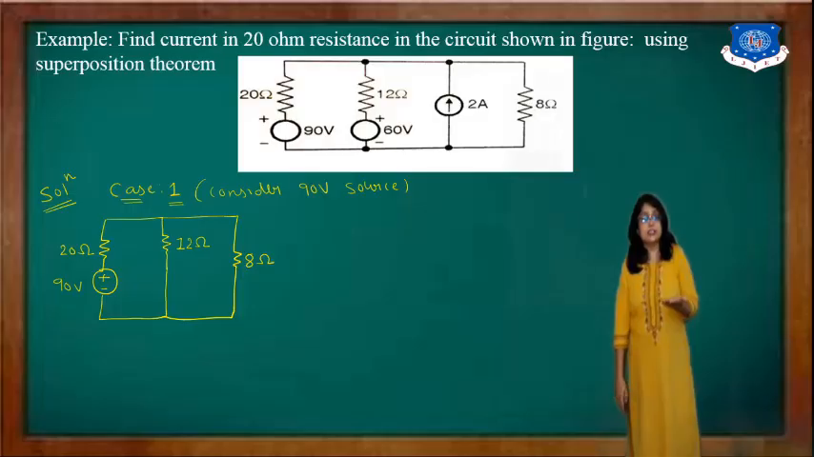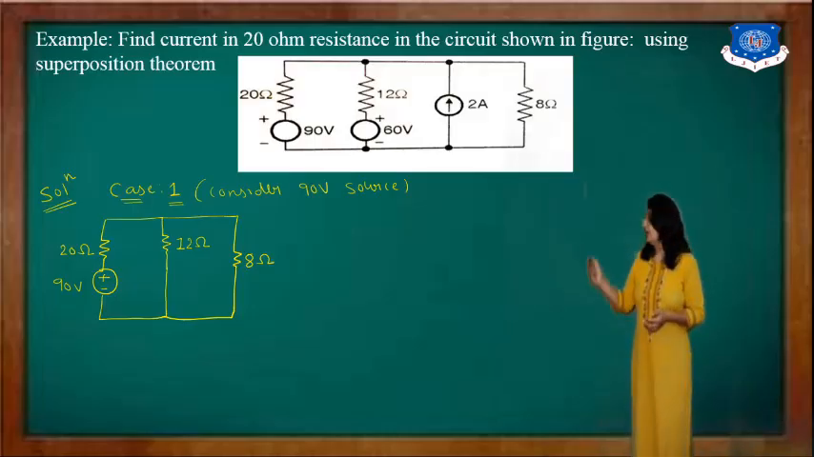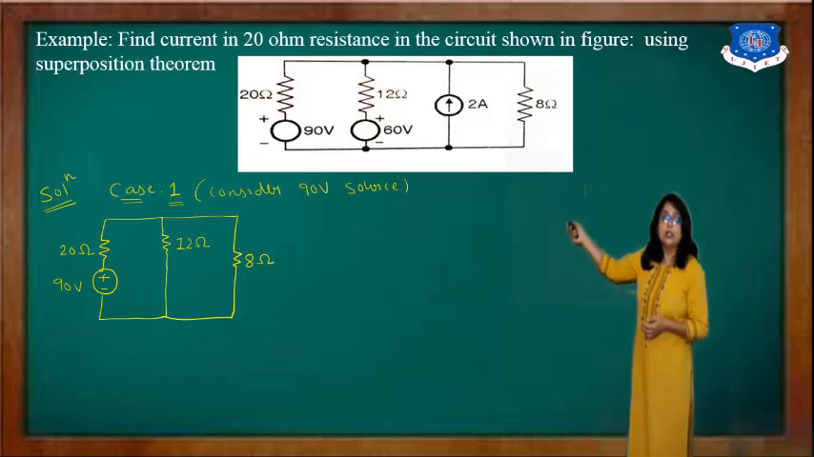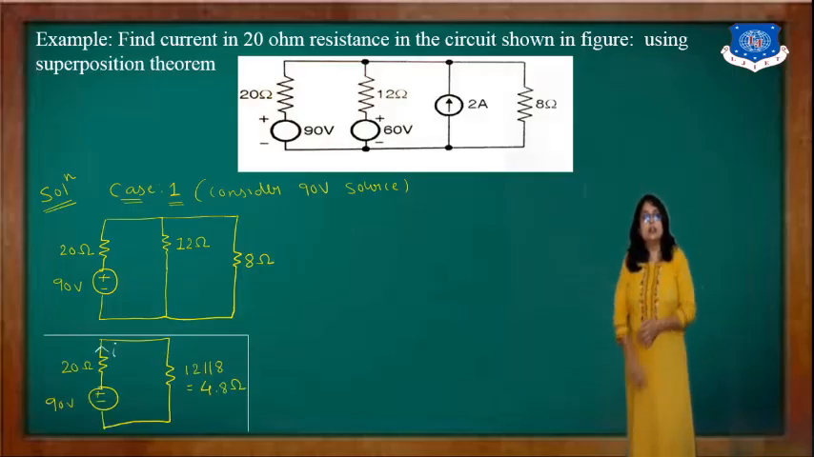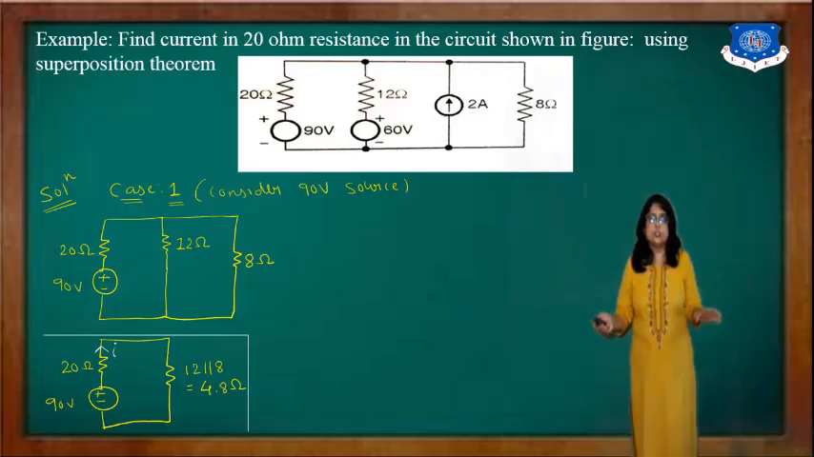Alright. And yes, someone says I want to solve this example using source transformation. Yes, you can do it. You can convert this 90 volt source and 20 ohm into a current source, like here. So there are these options. But here, what will I do?